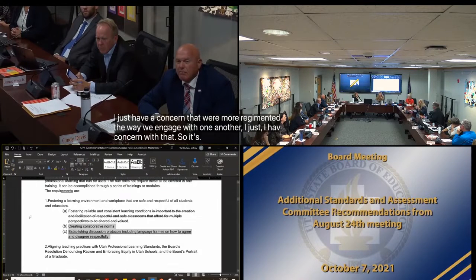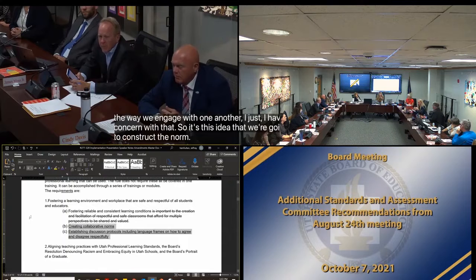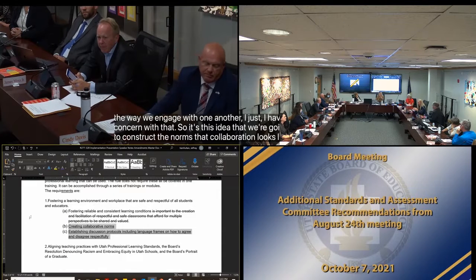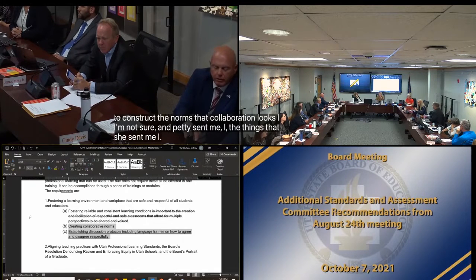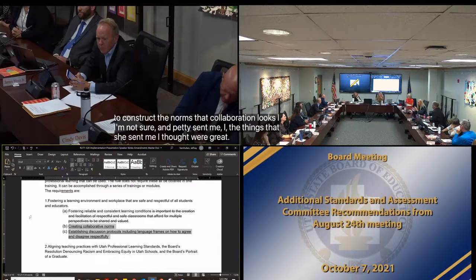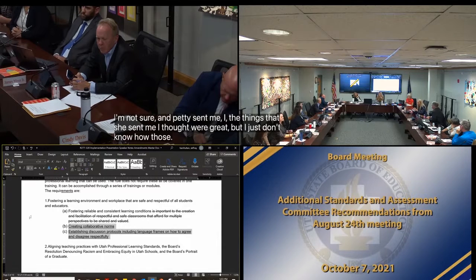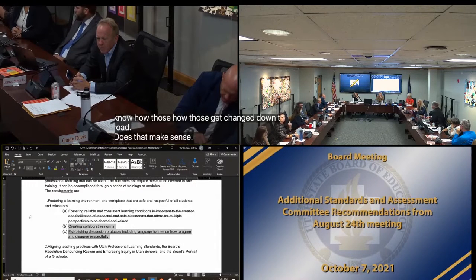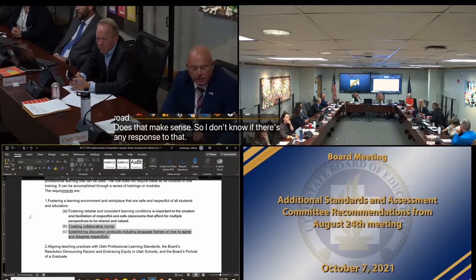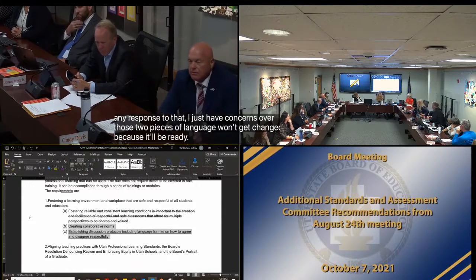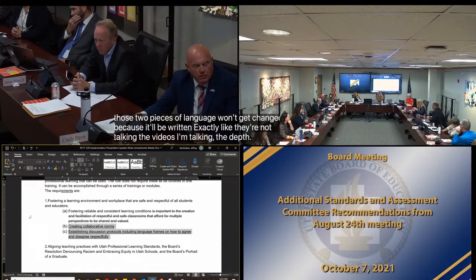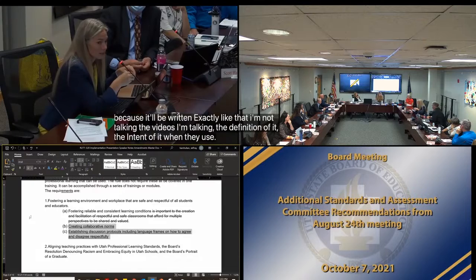So it's this idea that we're going to construct the norms that collaboration looks like. I'm not sure, and the things that Patty sent me I thought were great, but I just don't know how those get changed down the road. Does that make sense? I just have concerns over those two pieces of language. It won't get changed because it'll be written exactly like this. I'm not talking about the video, I'm talking about the definition of it or the intent of it when they use it. The interpretation of it.